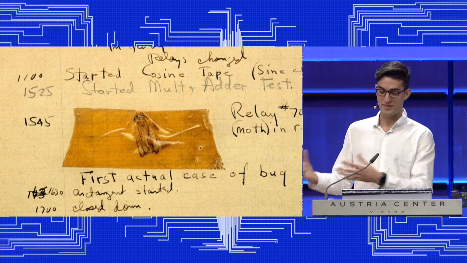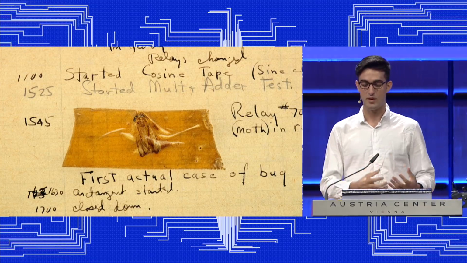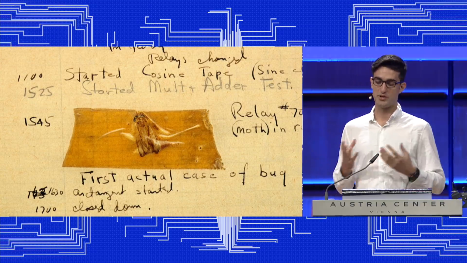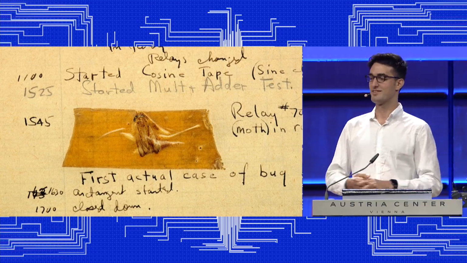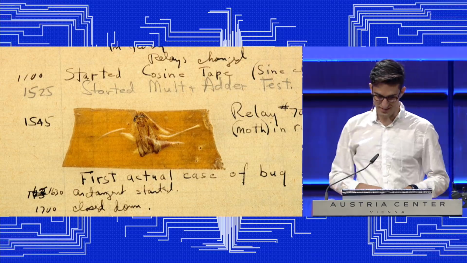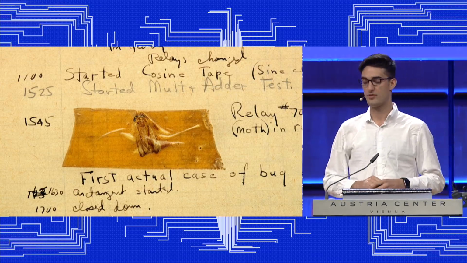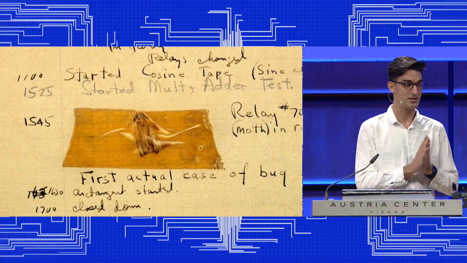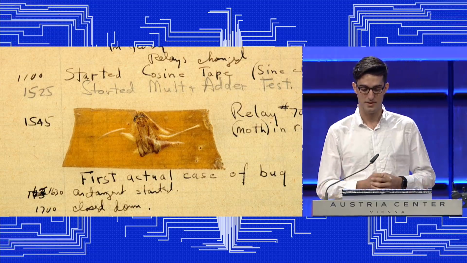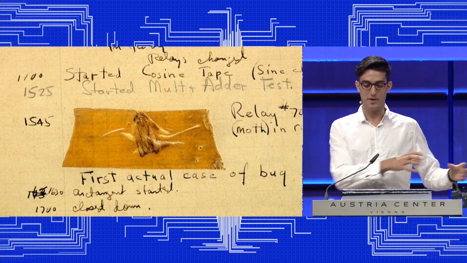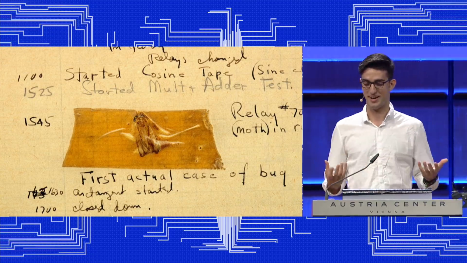So the operators removed it and pinned it on a log report and wrote the following description. First actual case of bug being found. You can see it right there. So some versions of the story say that Grace Hopper herself found the moth, wrote this message, and coined the term debug at the same time. So in this usage, to debug literally meant to take the bug out of the computer to get it working.